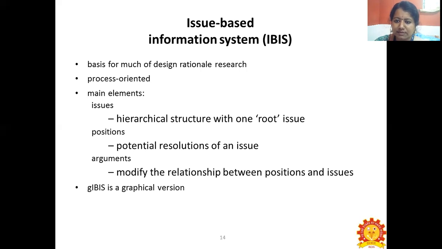Issues are a hierarchical structure with one root issue. A position is a potential resolution of an issue. The arguments modify the relationship between the positions and the issues. gIBIS is a graphical version of IBIS.